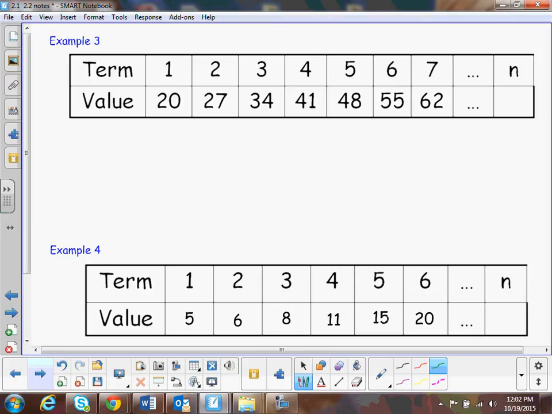Niall. Alright, put your hands down. Niall, what did you get for the nth term? 7n plus 13. Who else got that? Alright, that might be right. Okay, so you have to take time to do algebra 1 and figure out the differences. What are the differences?